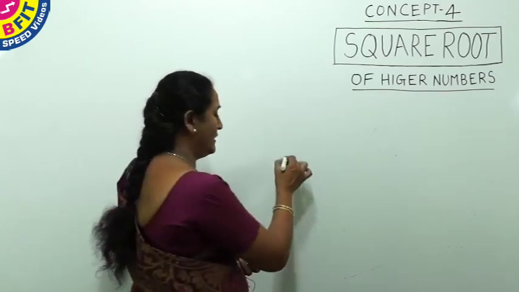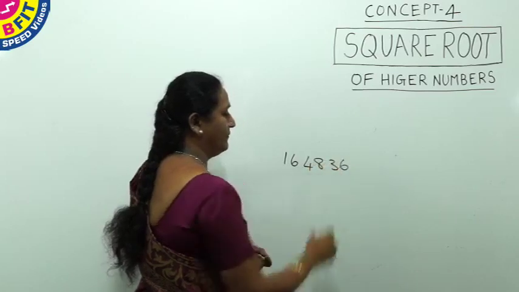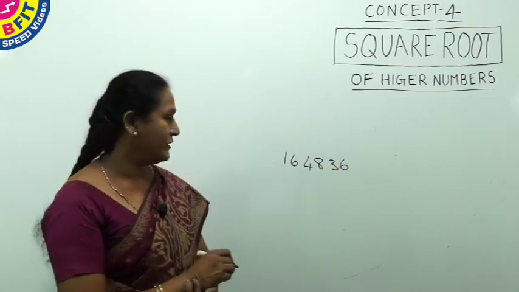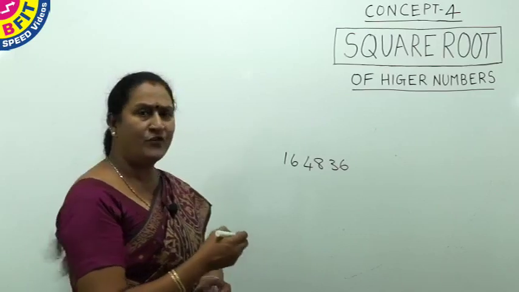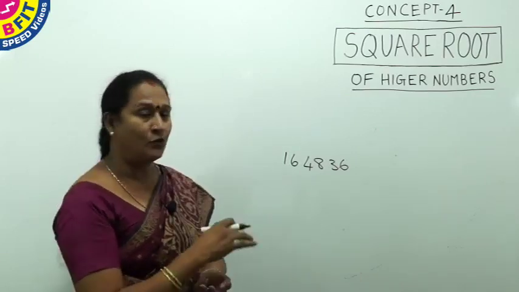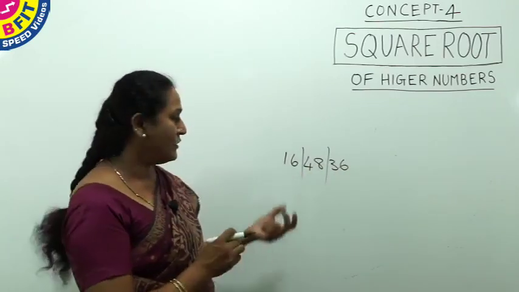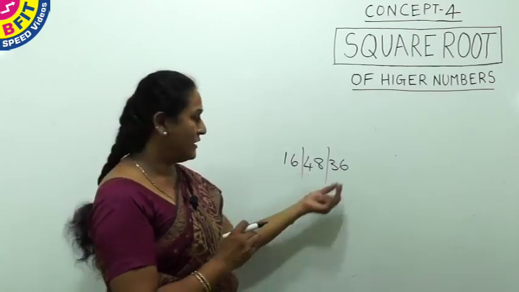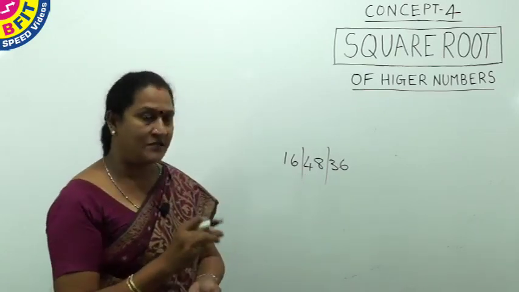Say suppose the number is 164836, a 6-digit number, and we are asked to find the square root of this. We can follow the division method and find the square root. But before finding the square root, just give a glance at these numbers. We'll group the numbers, dividing them into 2. When you check, on either side we have perfect squares. Here we have 36, which is a square number, and here it is 16, which is a square number.